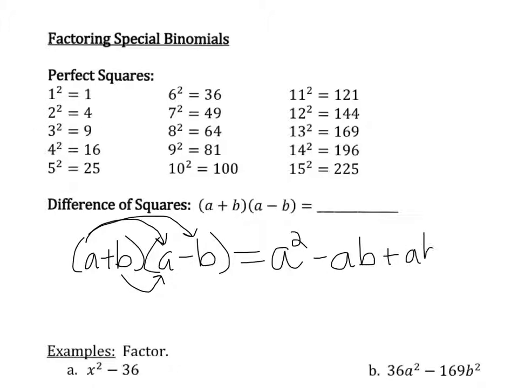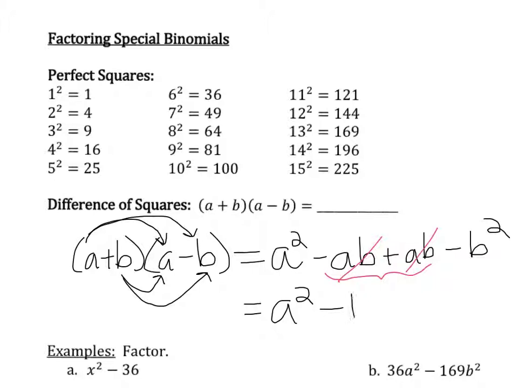Notice that I can write it as ab or ba, because in multiplication the order doesn't matter. And then b times negative b is a negative b squared. Of course, we have to combine these two middle terms since they're like terms. They're basically the same thing, as one's positive and one is negative. That means they cancel out, and our result is going to be a squared minus b squared.